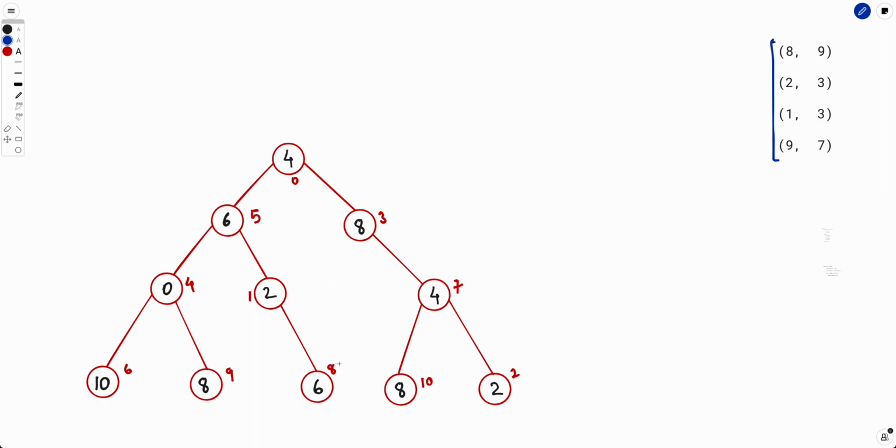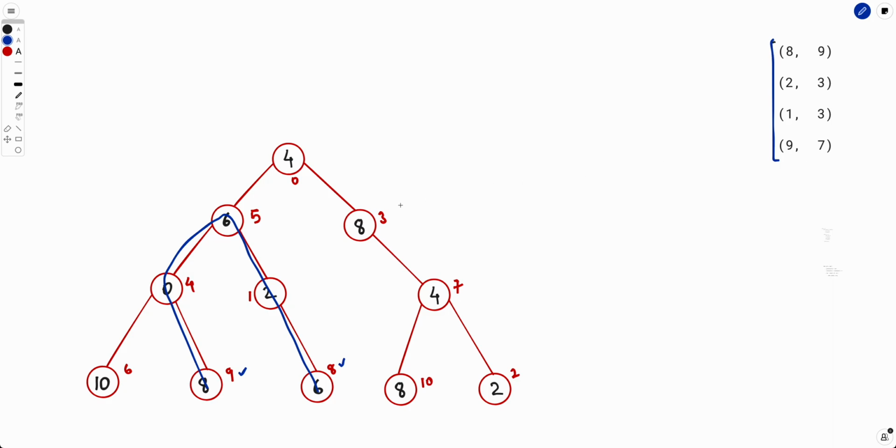So 8 is this, right? And 9 is this. So we have to figure out the nodes that lie in the path from 8 to 9, right? So that's the first thing we need to figure out. If we are able to figure this out, we can simply sum up their values, and that would be the price sum for this particular trip. And we can repeat the same for all other trips and we'll get the answer, right?